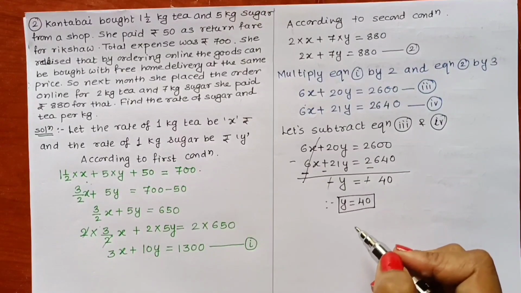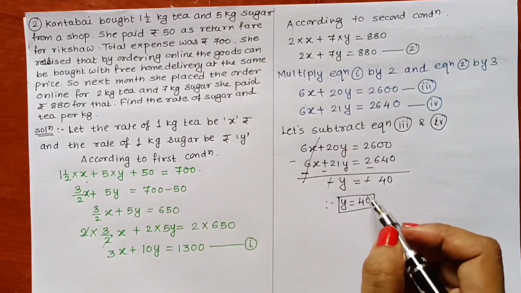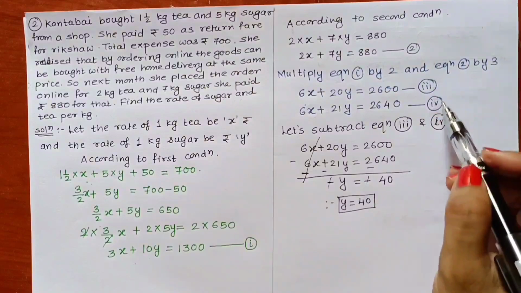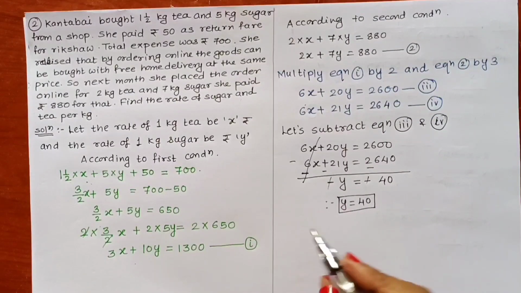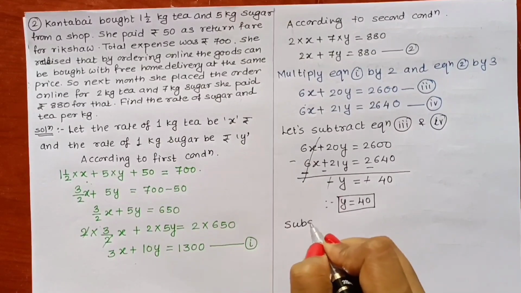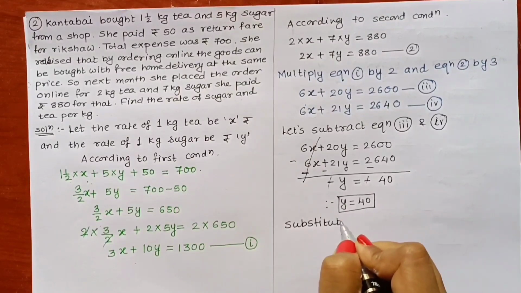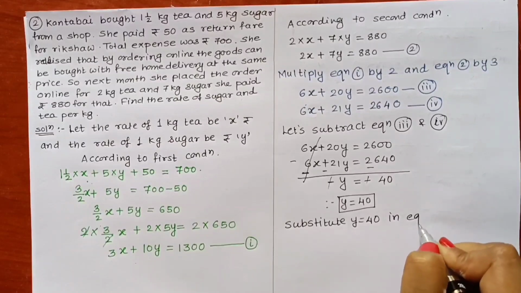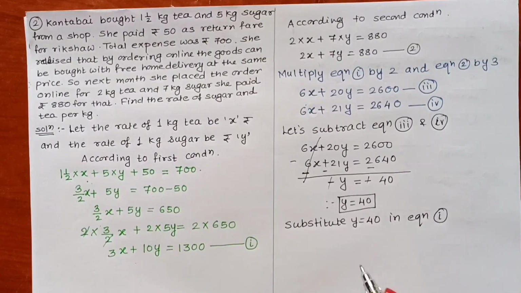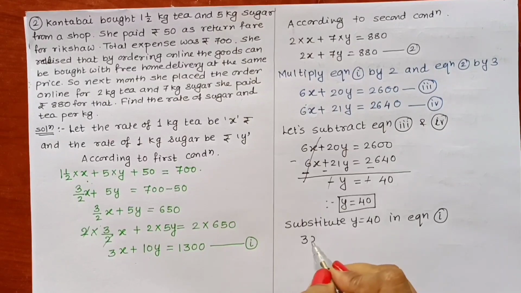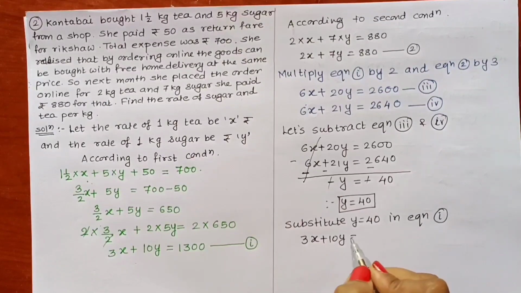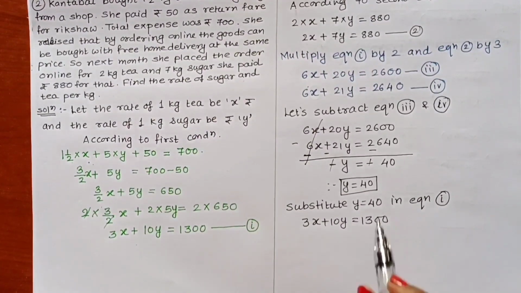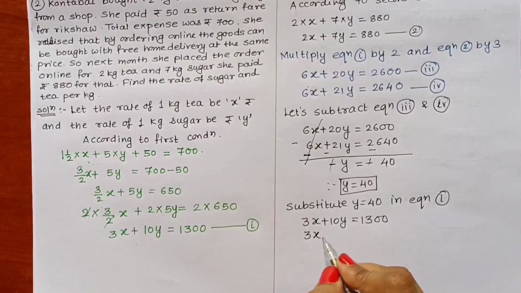Now we have got the y value, we should get the value for x also. How to get it? We can put y is equal to 40 in any one of these equations, either 1, 2, 3 or 4. So I will be substituting in equation 1. Substitute y is equal to 40 in equation 1. I will be writing equation 1 once again. 3x plus 10y is equal to 1300. Now in place of y I have to write 40, 3x as it is.